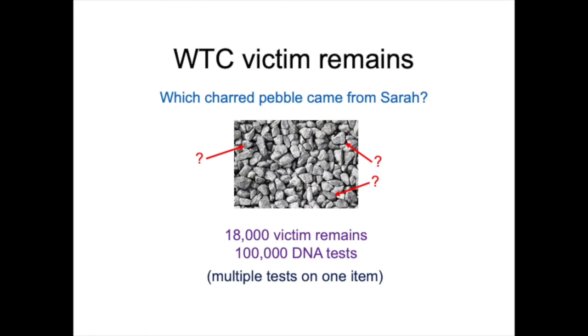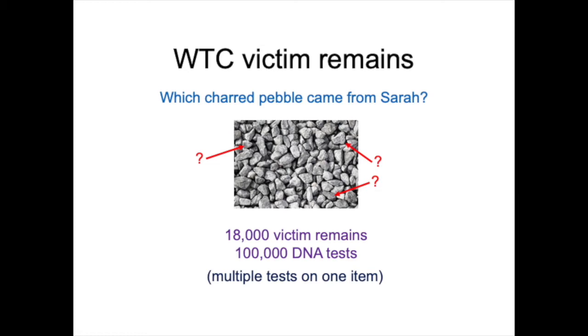Okay. So when we're looking at the World Trade Center victim remains, we're really asking the question of these 18,000 charred pebbles, which one, or which several, came from Sarah? Is it the one on the left? Is it the one on the top right? The one on the bottom right? Is it none of them? Which one came from Sarah? That's what we're trying to do, to identify which one or two or none are her victim remains.